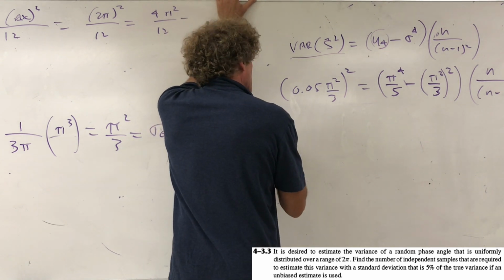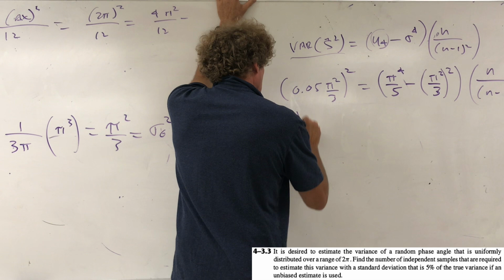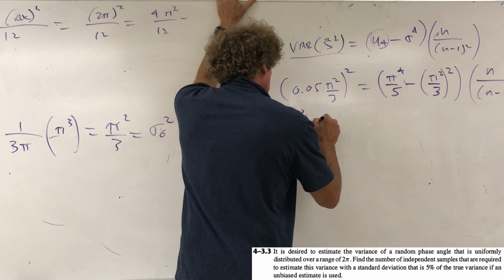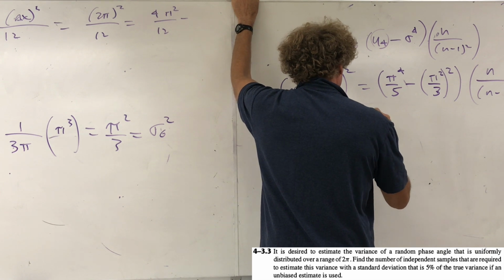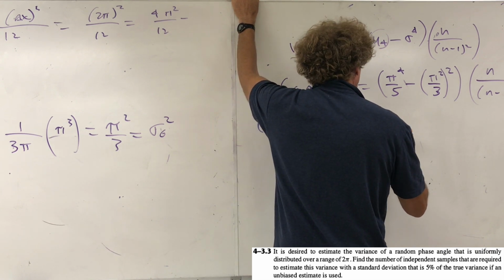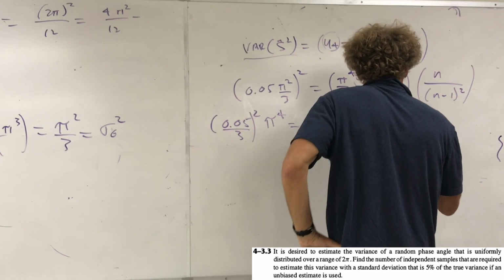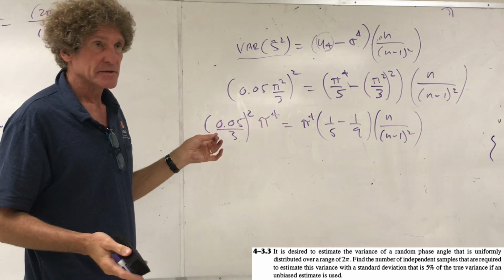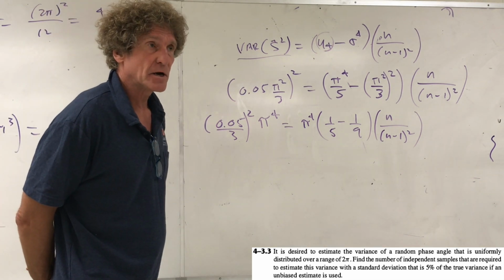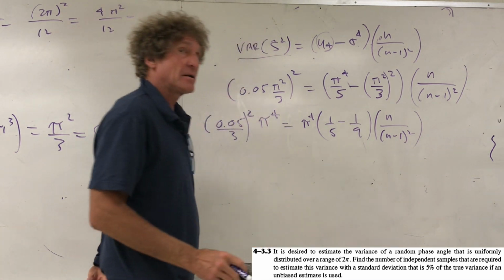So here, I get 0.05 over 3 squared times pi to the 4th is equal to, and here, I'll take pi to the 4th outside, and I get 1/5 minus 1/9 here. Then I have the n over n minus 1 squared. I'm just doing this to get rid of the pi's. Yeah, we're looking for n. And just for the record, I'm going to ask unbiased. I'm not going to ask biased. Now, can I get rid of pi to the fourth, everyone?